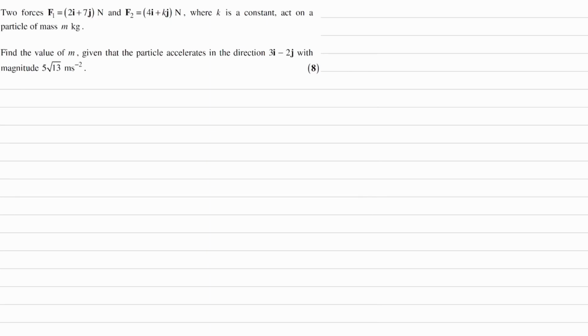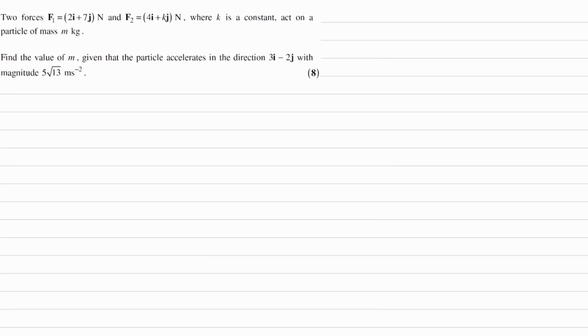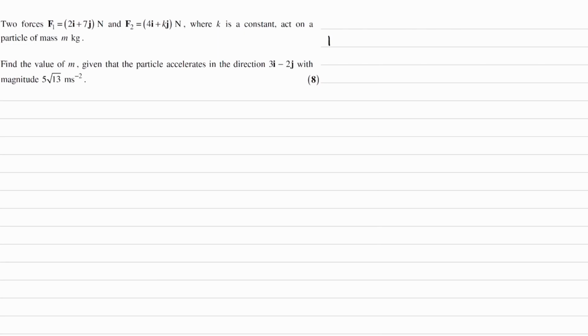We have two forces, F1, F2. So I'm going to write these down in column notation. F1 is equal to (2, 7), and then F2 is equal to (4, k). So we have our two forces. We're told that it acts on a particle of mass m kilograms.